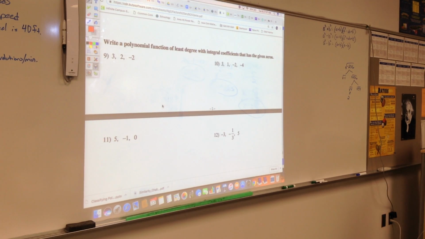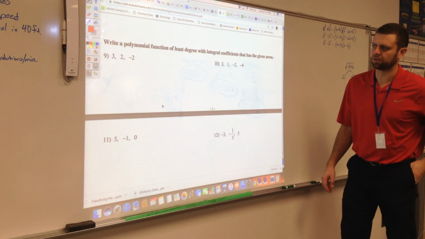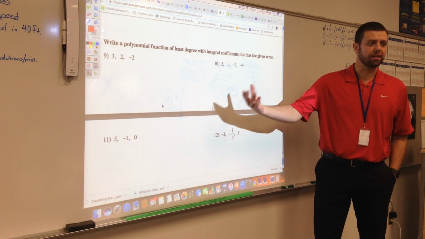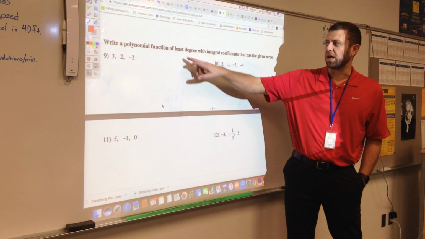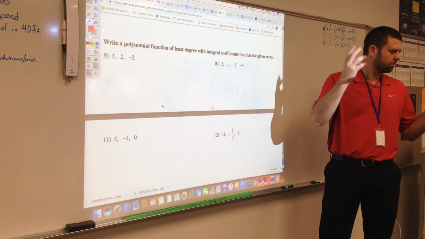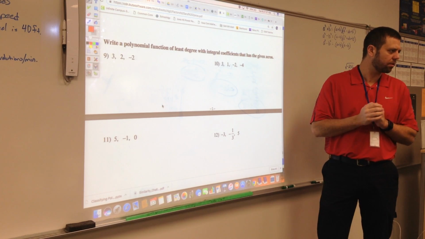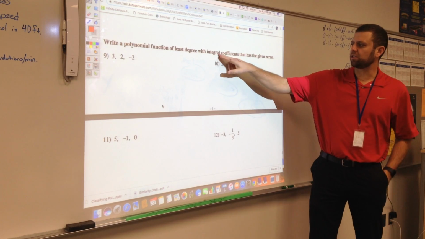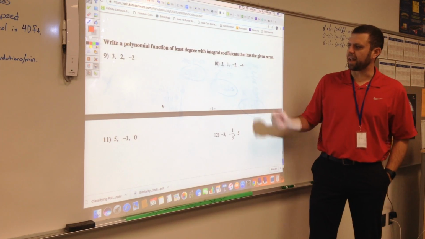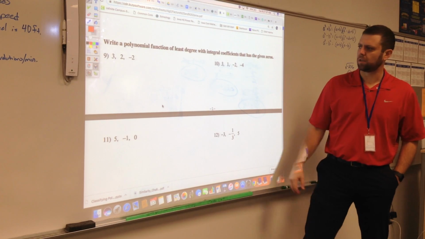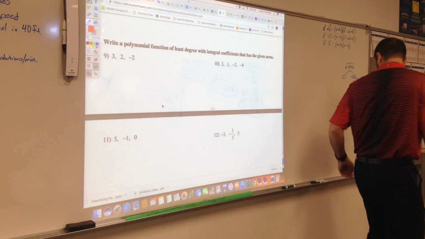They say write a polynomial function of least degree with integral coefficients that has the given zeros. So they want you to write the polynomial, the equation, y equals whatever, of least degree, so that means don't make it have a degree of 10 or something when you don't need that. With integer coefficients, so that means no fractions. That has the given zeros. So, for instance, they give you the zeros of 3, 2, and negative 2.